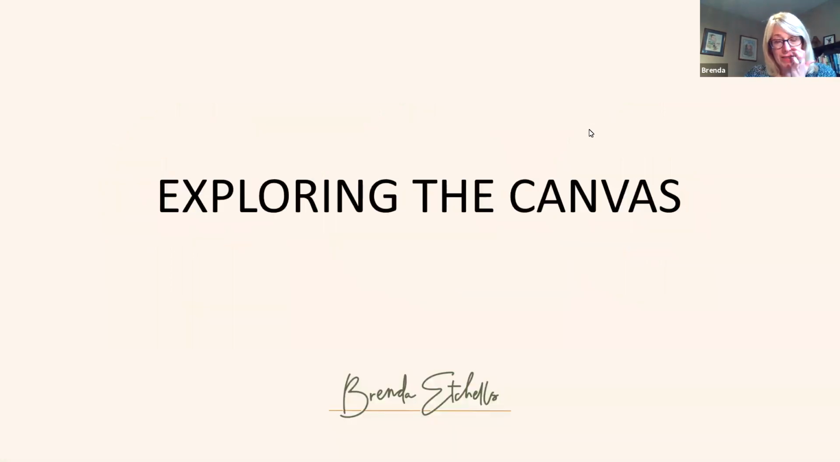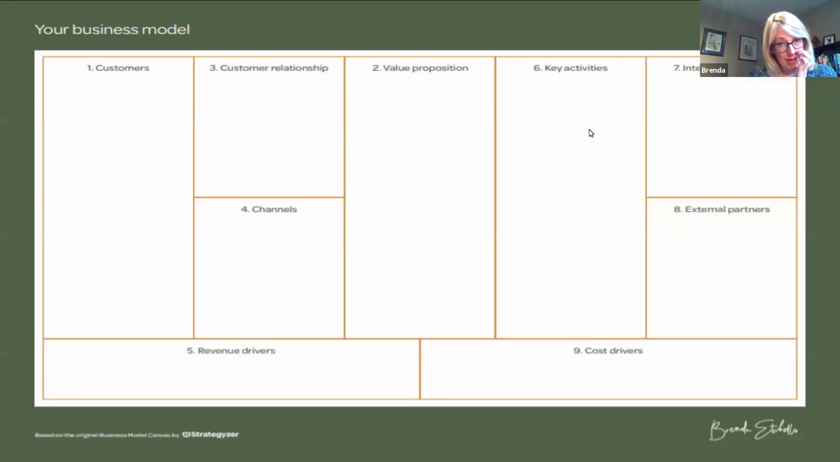So we'll explore the canvas itself to begin with. So this is the business model canvas. This is my version of the business model canvas. The original version was created by a company called Strategyzer. And if you've seen the original model, it's the other way around. They work with the activities and resources on the left-hand side of the model and the customers on the right-hand side of the model.